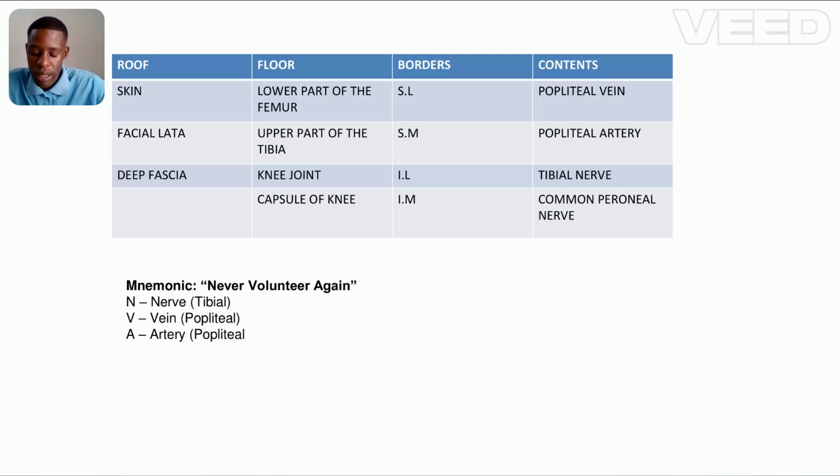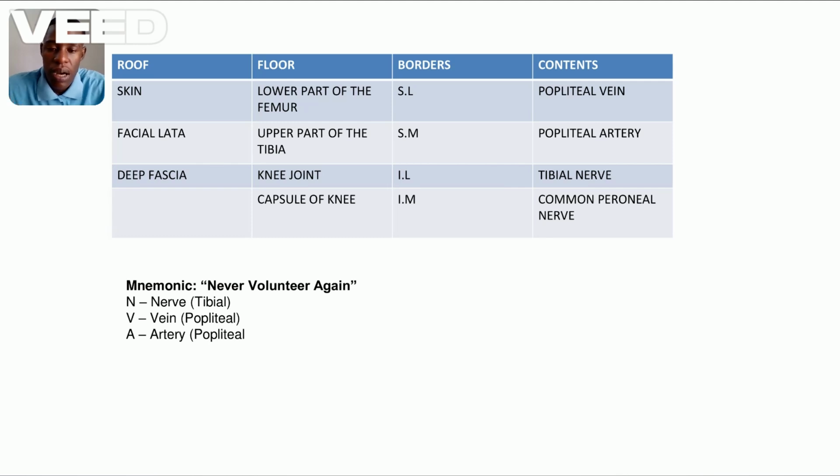So let us look at the roof of the popliteal fossa. The roof is formed by the skin, the fascia, and the deep fascia. The floor, however, is formed by the lower part of the femur, the upper part of the tibia, the knee joint, and the capsule of the knee joint. And remember what we said about the capsule of the knee joint.